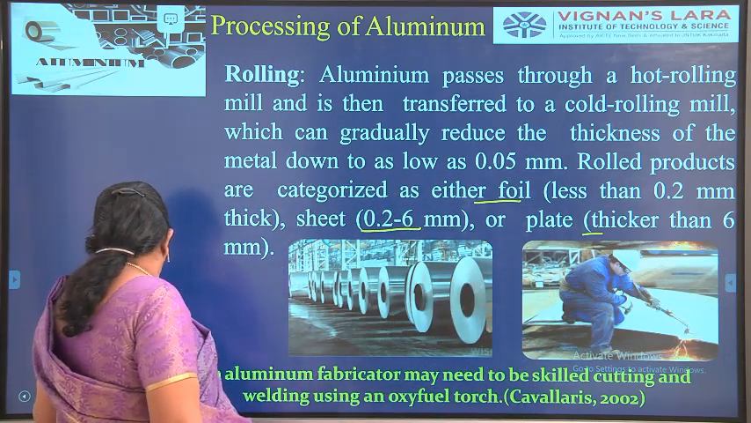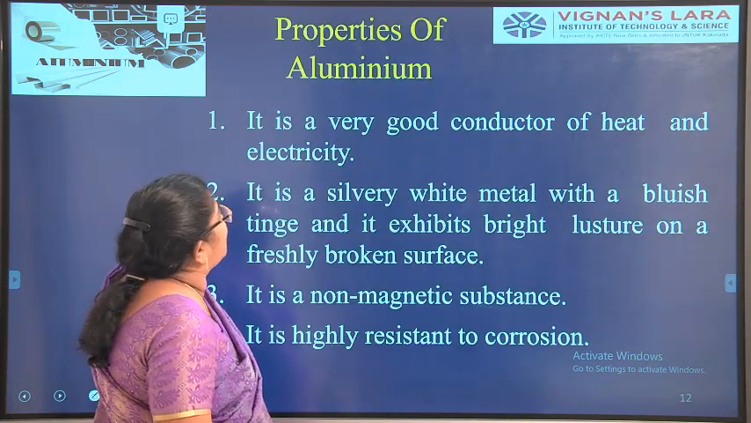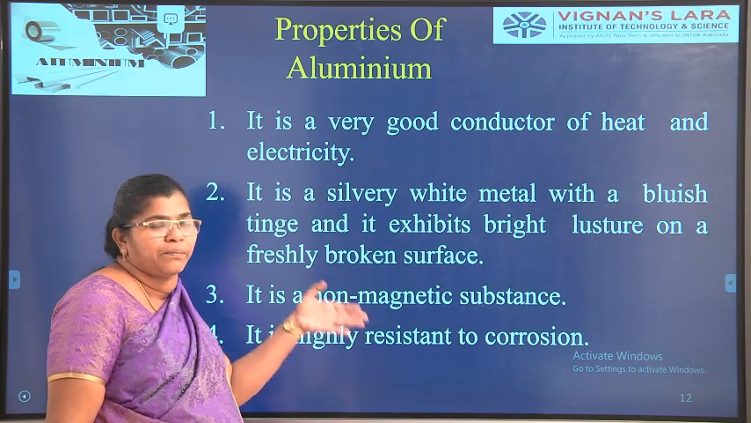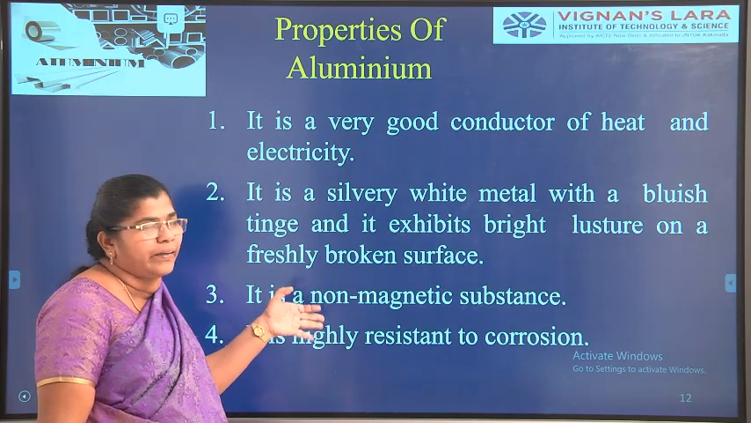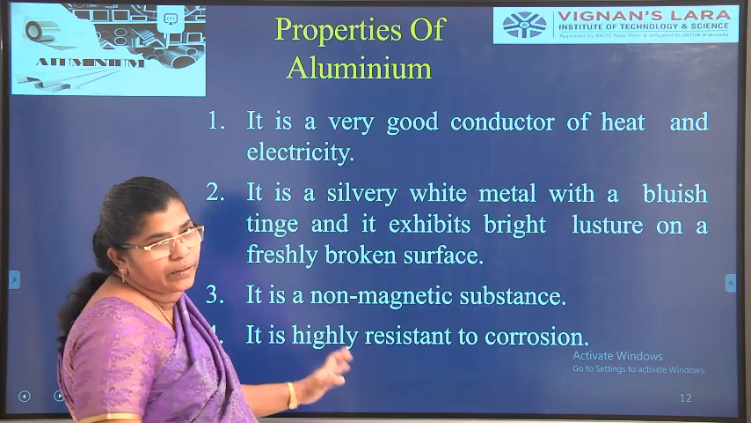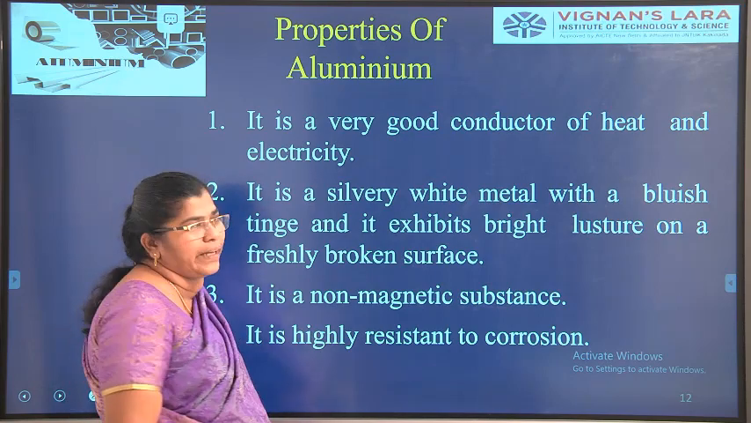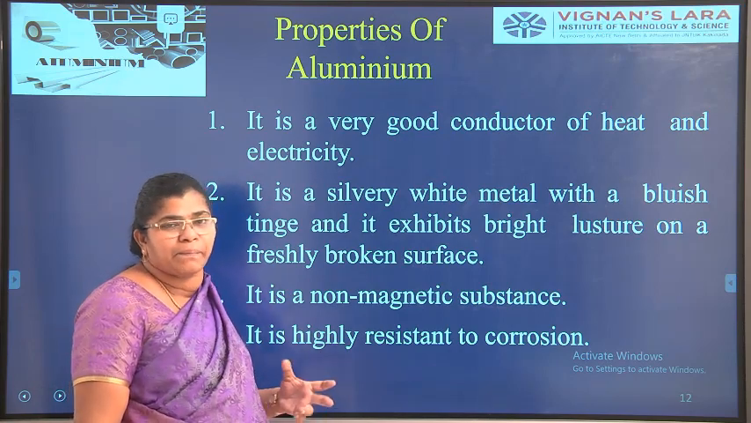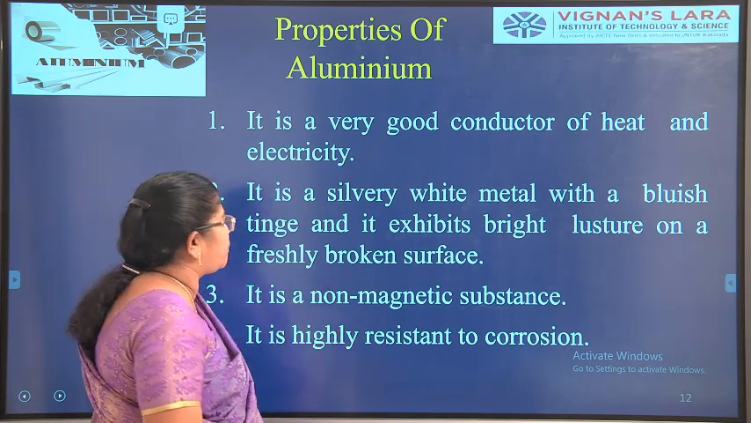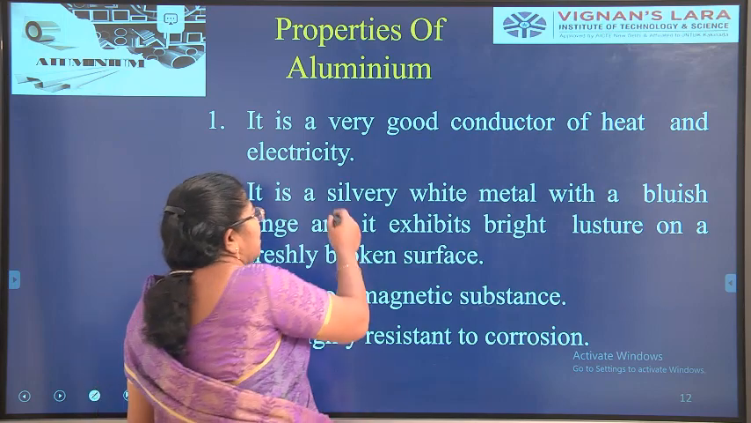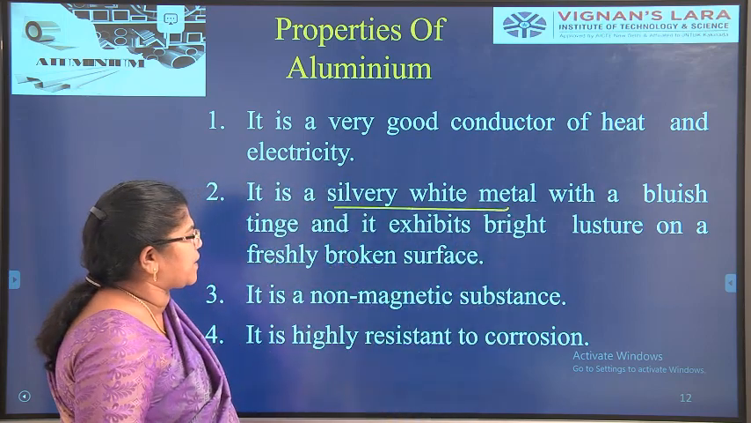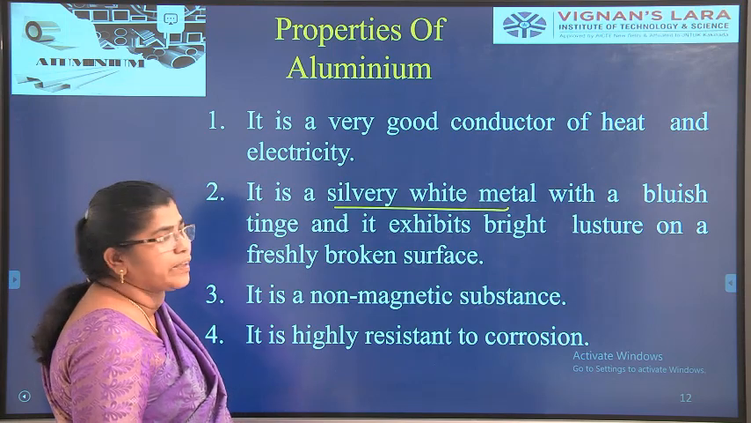Okay, the next one we will see is the properties of aluminium. We will see quite a few slides. Some of the properties may be repeating, but the basic properties are that it is a very good conductor of heat and electricity. So for many mechanical purposes, it is used very effectively, and it is a silvery white metal with a bluish tinge, and it exhibits bright luster on a freshly broken surface.